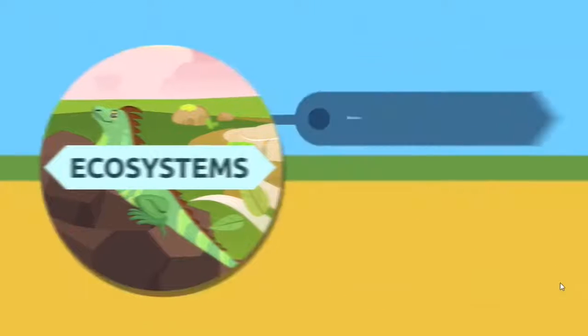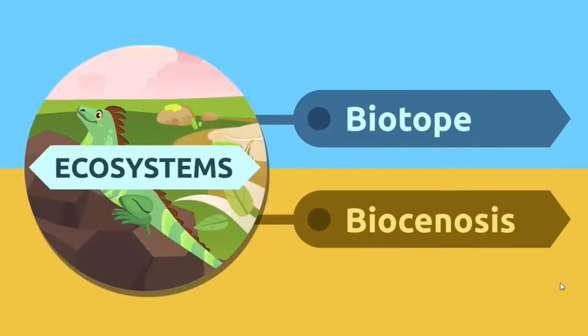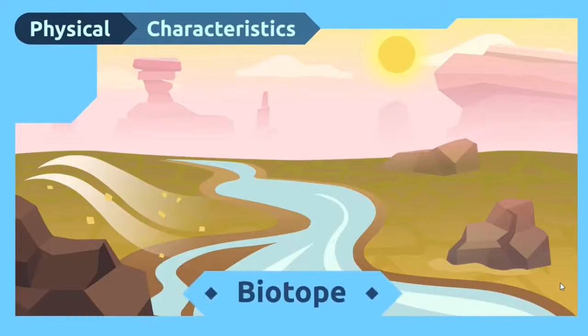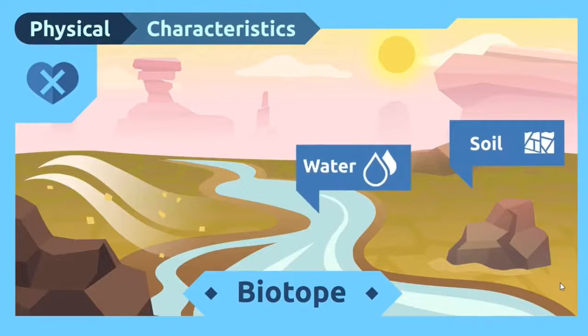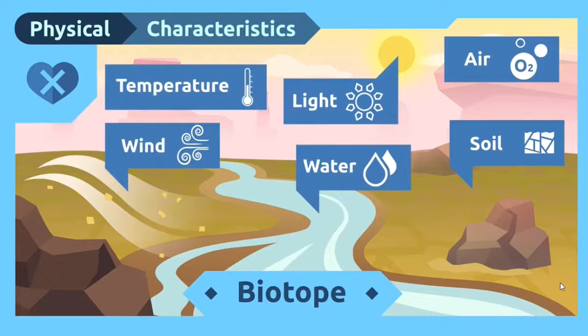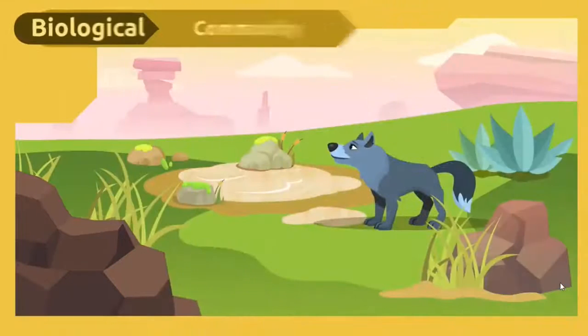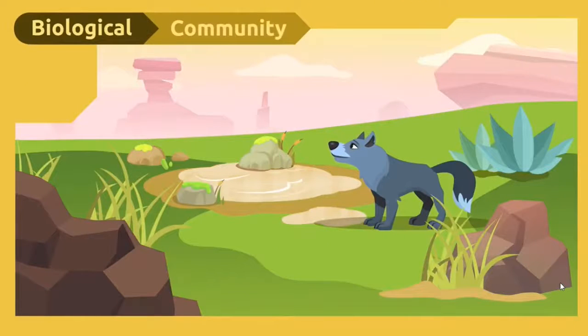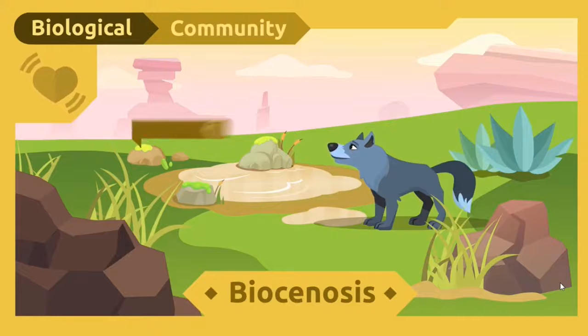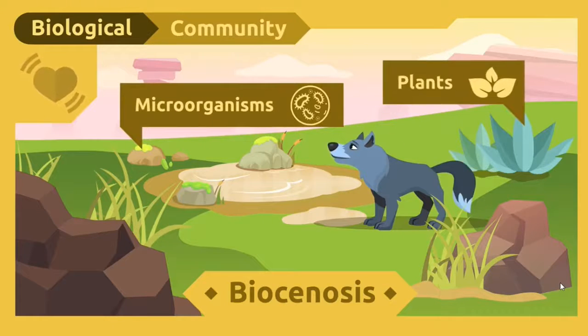Ecosystems consist of a biotope and a biocenosis. Let's see what they are. The physical characteristics of the surroundings are called a biotope. These characteristics include non-living elements like the soil, the water, the air, the wind, the light, or the temperature. The biological community that lives in those surroundings is called biocenosis. That is to say, the living beings that live in a physical area. Among the living beings that make up the communities in an ecosystem, we can find microorganisms, plants, and animals.